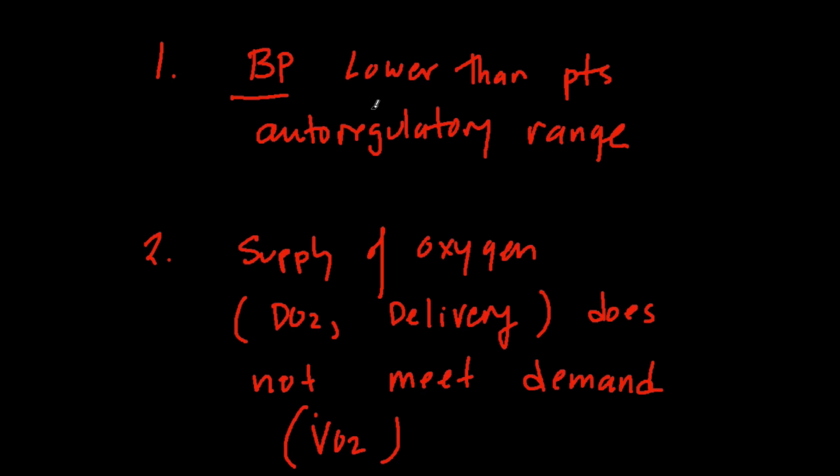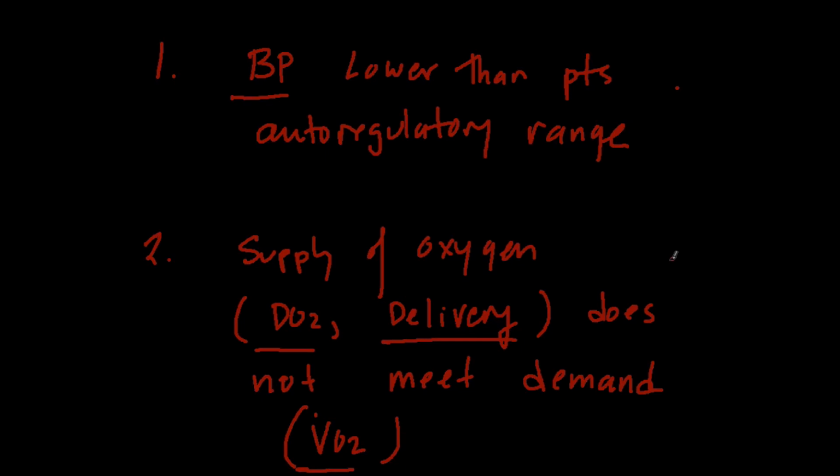The other relationship that, if abnormal, can lead to organ dysfunction and development of a shock state is a supply of oxygen that does not meet the demand. So the supply of oxygen is often called delivery, or DO2, and demand is VO2. So often we talk about this being the autoregulatory relationship, and often we talk about this being the VO2 DO2 relationship. So let's take a look at what those look like.